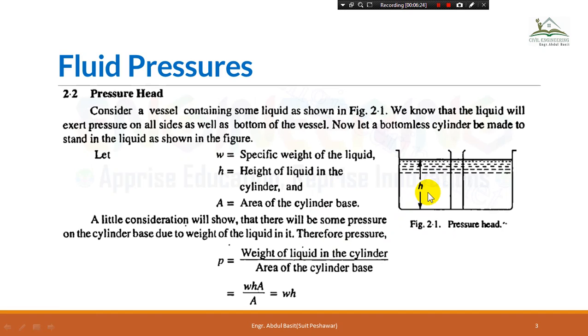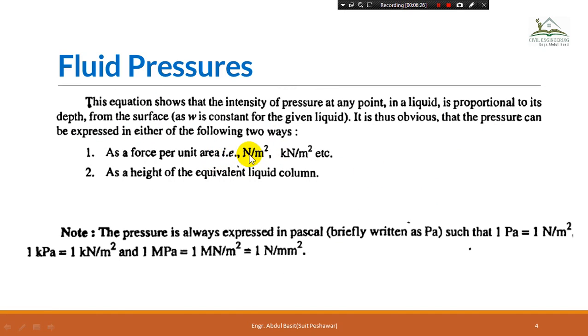So two types of units can be used: newton per meter square, that is the complete force per unit area definition, and this is the head H. So you can say that pressure can also be represented in the form of meters, in the form of feet, and so on. The pressure is always expressed in pascals. So why is it expressed in pascal, and what is pascal equal to? 1 pascal is equal to 1 newton per meter square. So this is the simple thing.